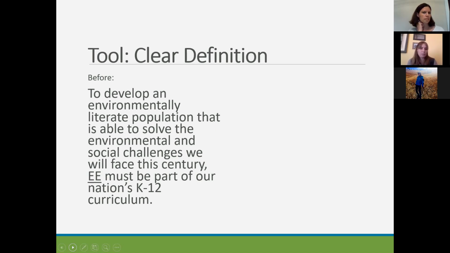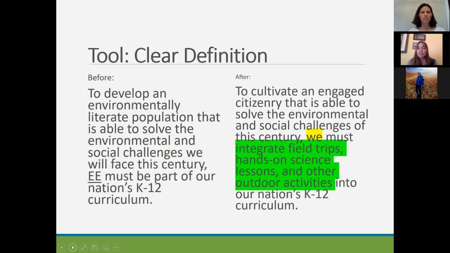And so they took this piece of language here. This is something that we had written, and they made some suggestions for us. So in this statement, to develop an environmentally literate population that is able to solve environmental and social challenges, EE must be a part of our nation's curriculum. And they suggested that instead of saying EE must be a part of our nation's curriculum, we change that to say, we must integrate field trips, hands-on science, and other outdoor activities. Make it super tangible what we're talking about. These are the things we'd like to see as part of the curriculum.